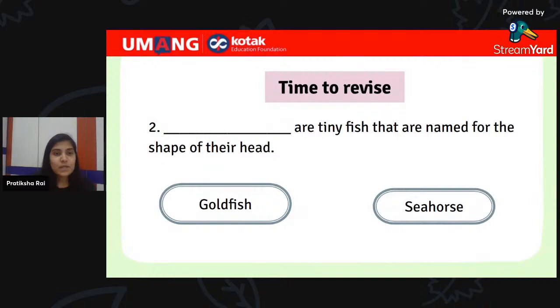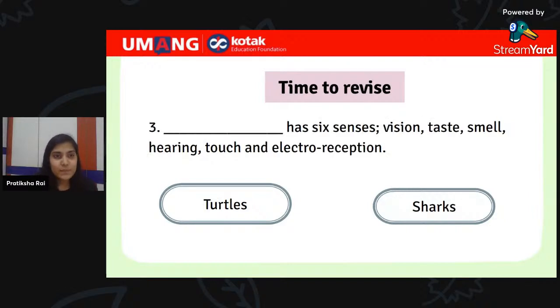Let's look at the next one. Dash are tiny fish that are named for the shape of their head. Now think about it carefully, very carefully, and type your responses in the chat box. I'll give you a few seconds. What do you think is the correct answer here? Is it goldfish or seahorse? Yes, the correct answer is seahorse. So seahorses are tiny fish that are named for the shape of their head.